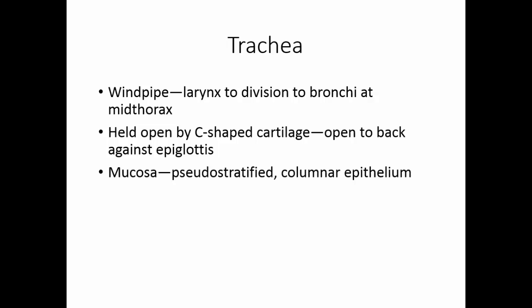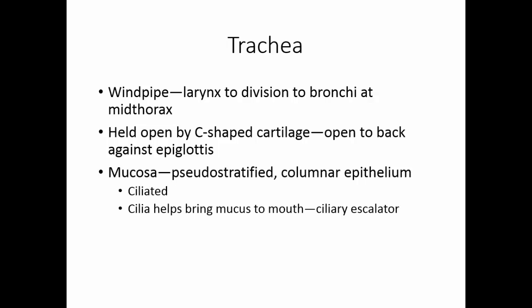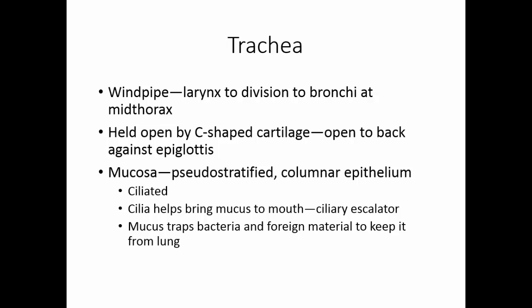The mucosa of the trachea is covered with a pseudostratified columnar epithelium which is ciliated. The cilia move and help bring mucus to the mouth. This is known as the ciliary escalator. The mucus that is produced all throughout the respiratory system traps bacteria and foreign material to keep it from getting into the lungs. The cilia simply move that upward to the mouth so you can either spit this out or swallow it. The cilia are one of the first casualties of smoking. If the cilia are gone, chronic bronchitis typically develops.